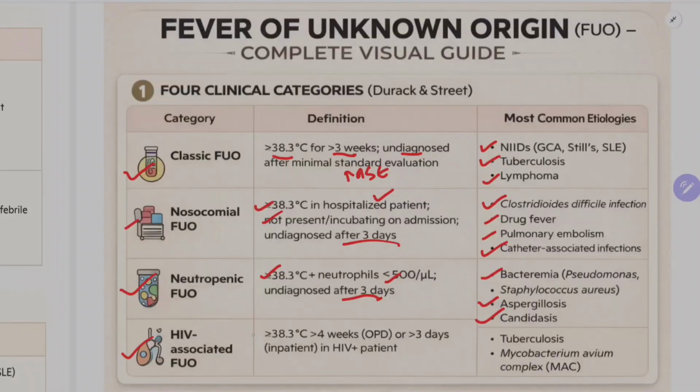HIV associated FUO more than 38.3 for more than 4 weeks OPD or more than 3 days inpatient in HIV positive patient. Commonest cause include tuberculosis, the most common cause, or MSC, or cytomegalovirus. So now, 2 causes you remember just tuberculosis or MSC. Other causes include pneumocystis pneumonia, cytomegalovirus infection, lymphoma, and IRIS. Okay.